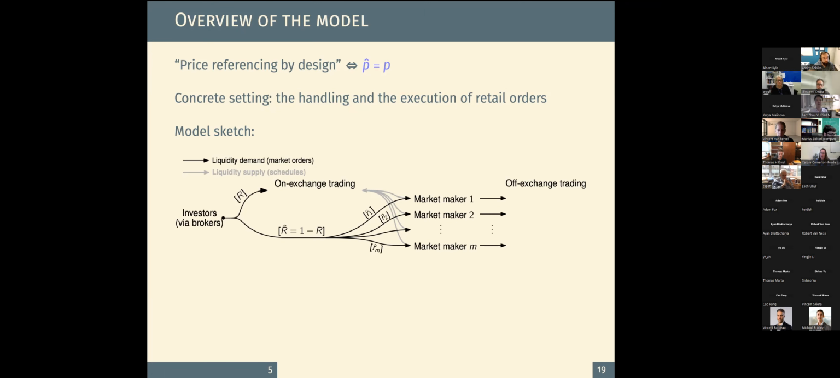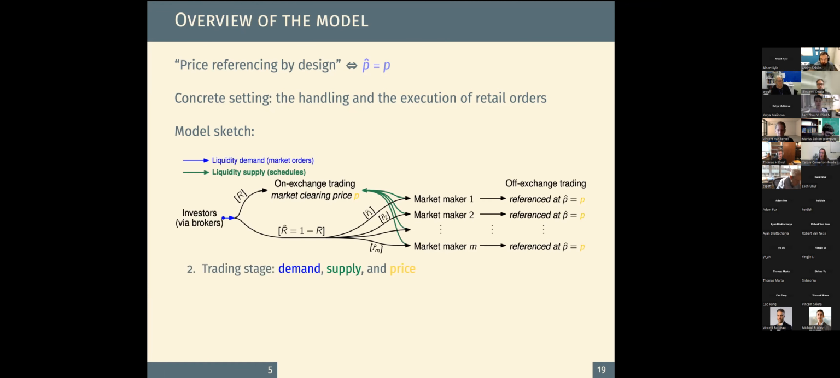So we let the market makers supply liquidity schedules on exchange to clear the exchange market at the market clearing price P. And this is also the price that they're going to refer to in the off-exchange internalization, the same as P hat. Okay. So from the model's perspective, we're going to do two things. We're going to solve the model backwards. We're going to determine the liquidity demand, the liquidity supply, and the market clearing price, these colored terms, endogenously.